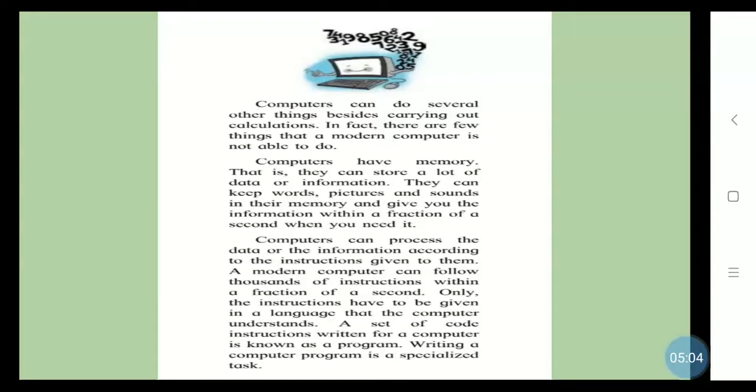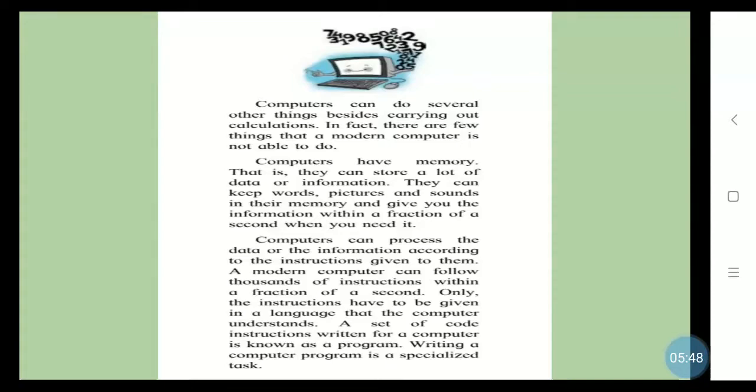They can keep words, pictures and sound in their memory and give you the information within a fraction of a second when you need it. Now, why is it said that the computer has memory? It is because they not only store words, pictures, sounds, but also give them to you when you need them within a fraction of a second. That means very quickly, in no time. You can get access to all these things that are stored in a computer. That is, words that are stored in a word file, pictures that are stored in a gallery, and also the music or songs which you have stored in a computer.